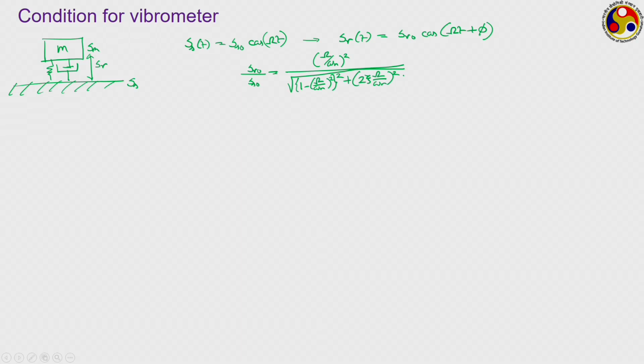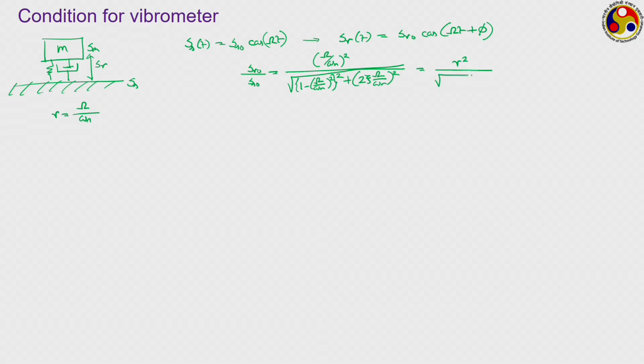Here omega n is the natural frequency. So, omega upon omega n is some kind of frequency ratio. So, let us indicate this one as R, which is the frequency ratio, that is, the ratio of the frequency of the imposed vibration to the natural frequency of the system, and zeta is the damping coefficient ratio. So, in terms of R, if we simplify, then we get a much simpler form to deal with.